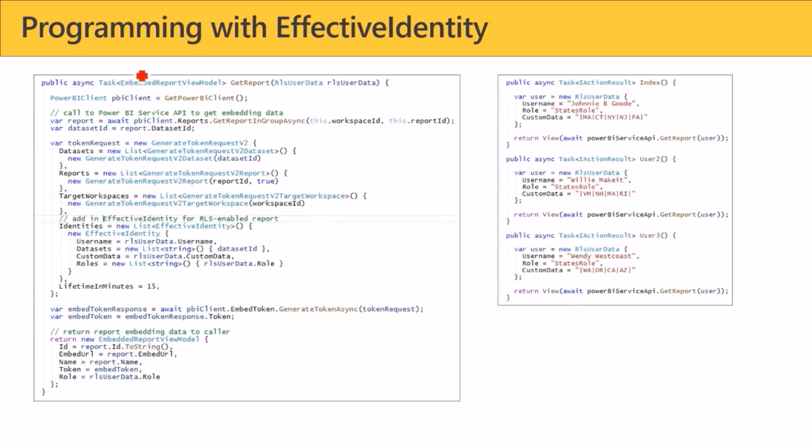So here's an interesting design. Let's say that we have this get report function. Let's look over here, and I could do something saying, well, let's create this RLS user data, and I'm going to put them in this role, and we're going to have these states inside here. So there is a little bit of flexibility to have multiple filtering values passed.